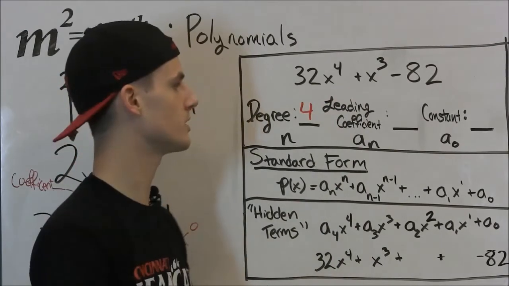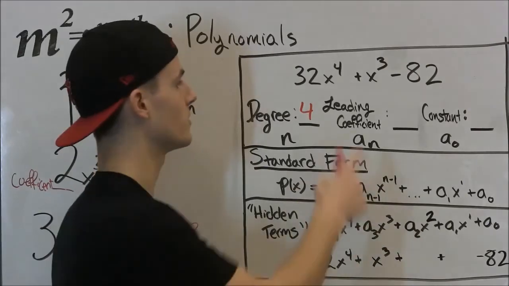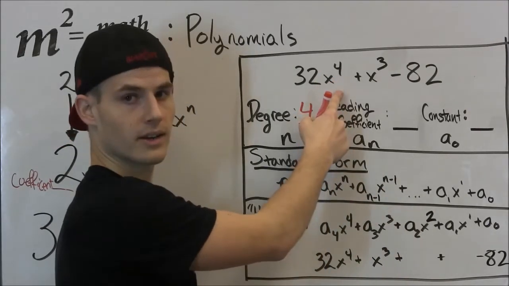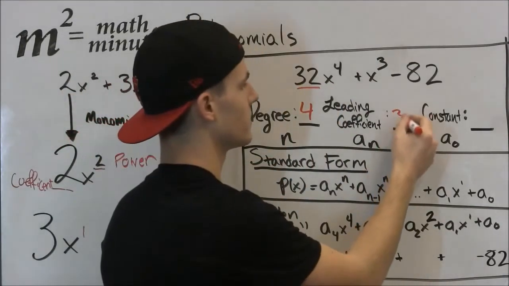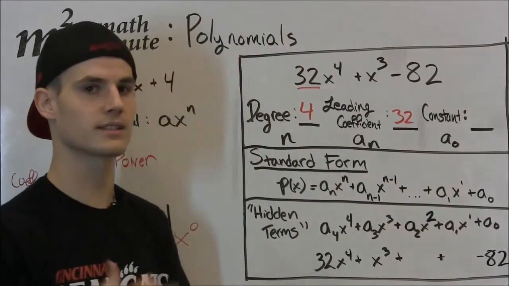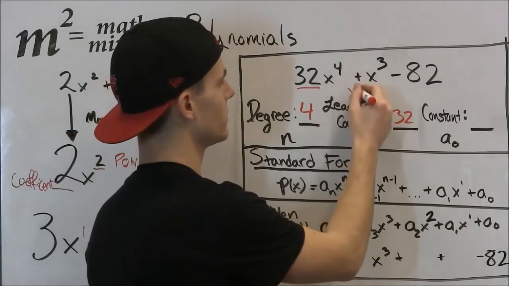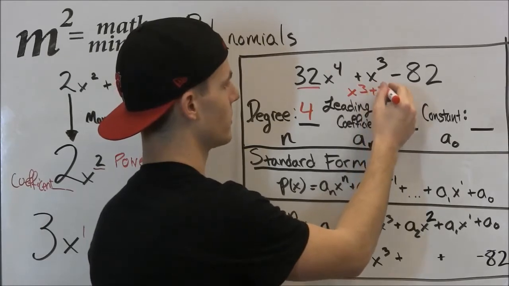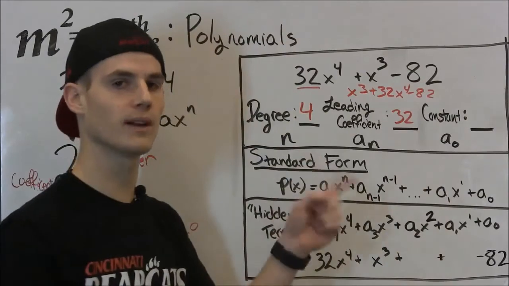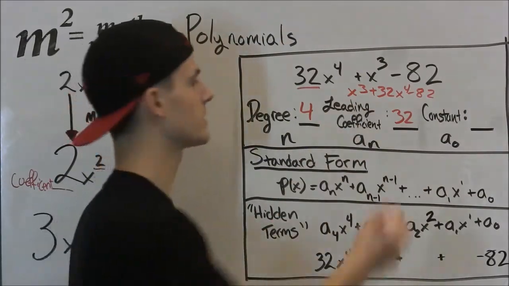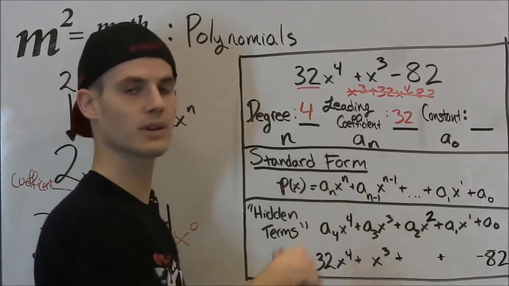Now the leading coefficient. This is the coefficient corresponding with the degree. We found already that our degree was 4. So our leading coefficient is the coefficient with that, and that is 32. The reason this is called the leading coefficient is that if we were given this in this form initially, starting with x to the third, 32x to the fourth, minus 82, we would rewrite this in this form. This is the standard form, where the highest power, the degree, is the first term. And we'll talk about that in a second.